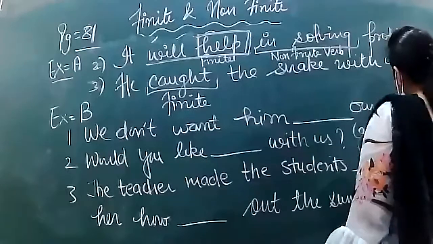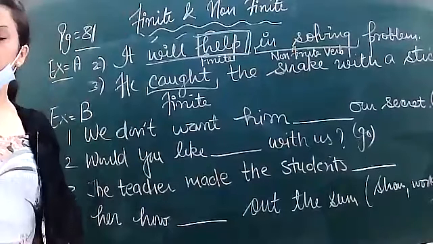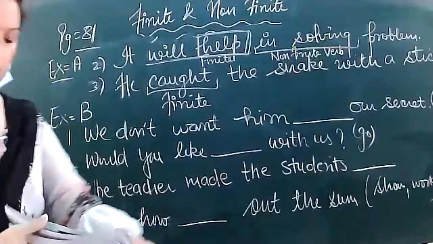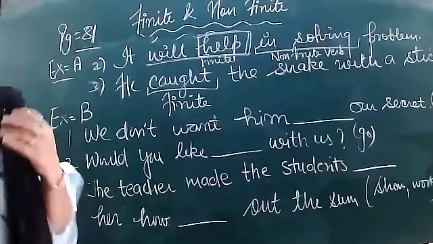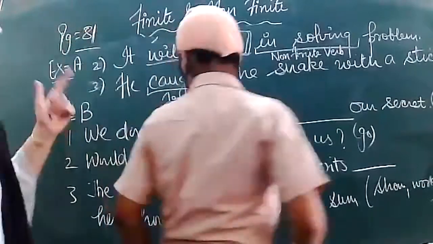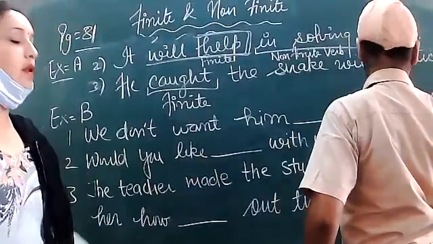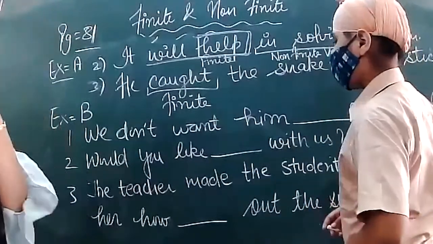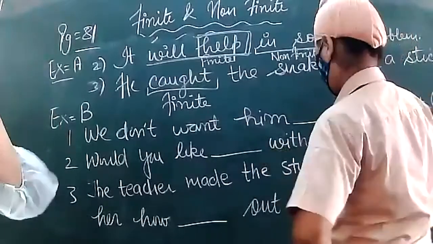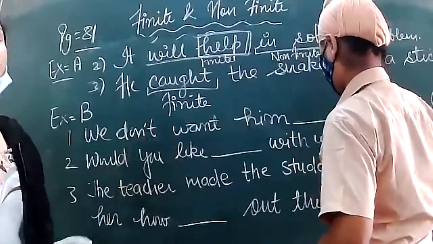Now, children, I have written the question. Now, you come. Write it on the blackboard. Pick up chalk and solve it on the blackboard. Hurry up. We don't want him dash our secret. In bracket I have written no. What will be the non-finite verb? Write down its answer, whatever you know.